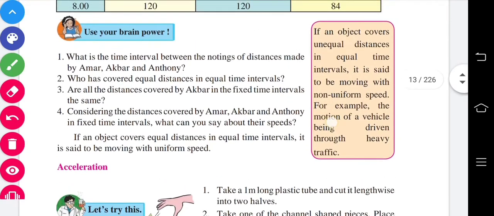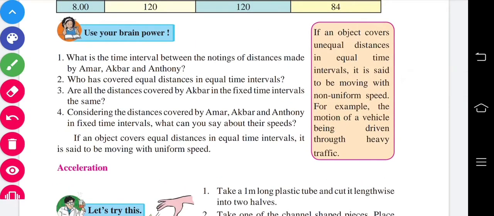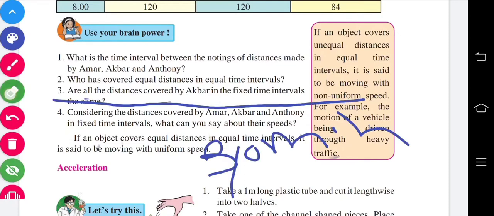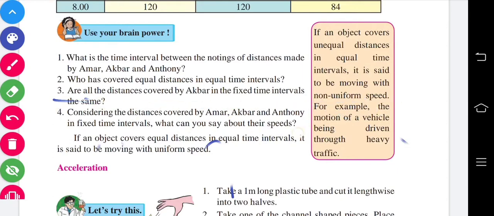So if an object covers unequal distance in equal intervals of time, it is said to be moving with non-uniform speed. Is it correct? So if any object covers unequal distance in equal interval of time, it is said to be non-uniform speed or non-uniform motion.